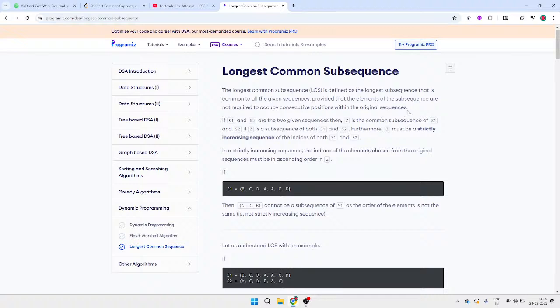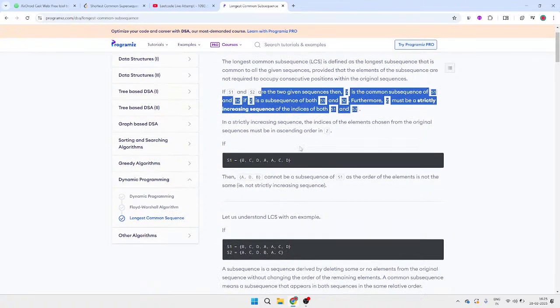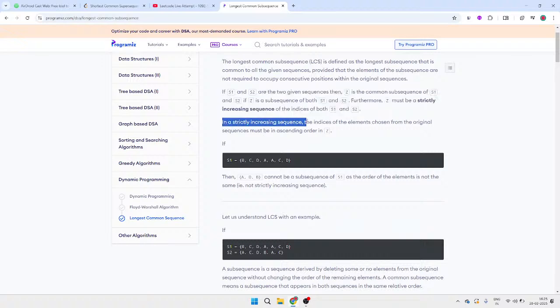If S1 and S2 are the two given sequences, then Z is a common subsequence of S1 and S2 if Z is a subsequence of both. Furthermore, Z must be a strictly increasing sequence of indices of both S1 and S2. That's what a common subsequence is. In a strictly increasing sequence, the indices of the elements chosen from the original sequence must be in ascending order in Z.